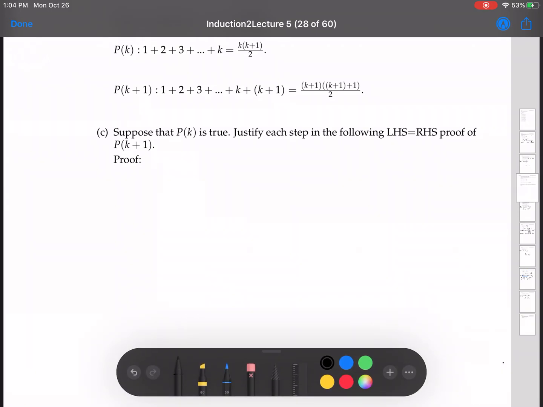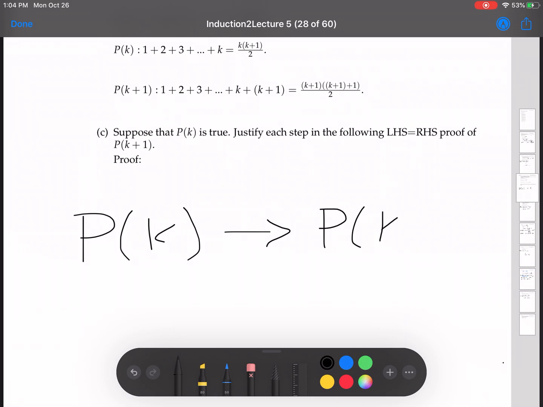Right, so remember what we're trying to prove here is the if-then statement. If P of k, then P of k plus 1. That's what we're trying to do. We're trying to prove that this statement is correct.